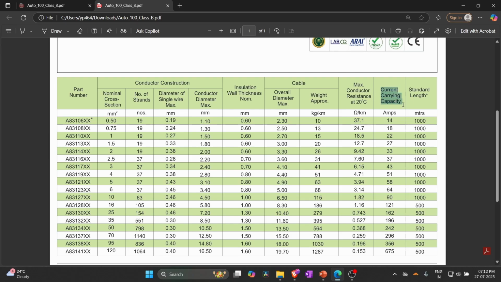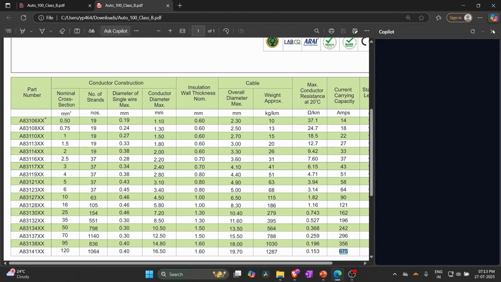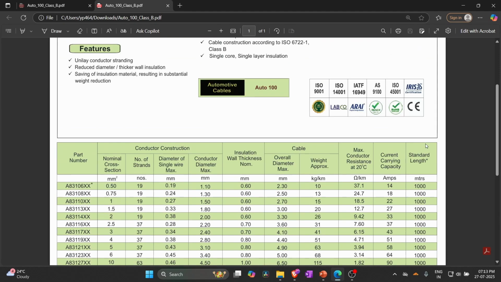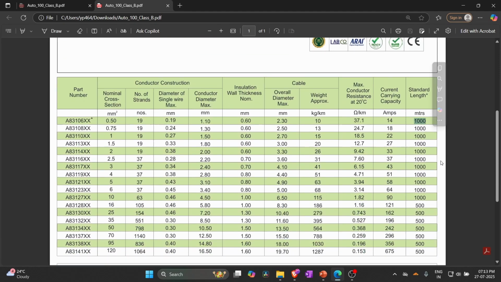Here is the current carrying capacity in amperes. The 0.5 square mm wire as per the manufacturer is 14 amps, and the 120 square mm wire is 675 amps. These are the standard lengths given by the supplier or the manufacturer, which is 1000 meters or 1 kilometer.